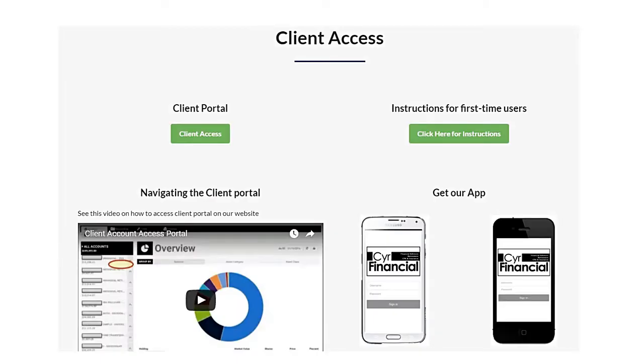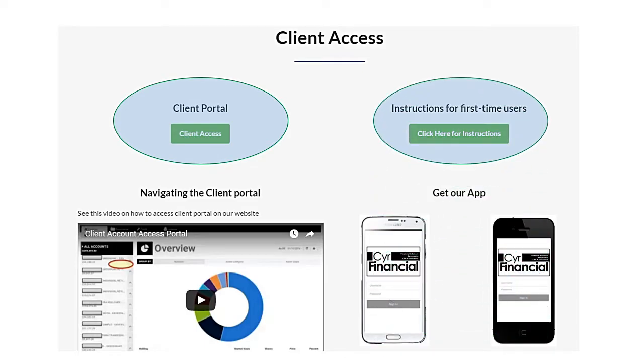In addition to the client portal, most of our customers also receive the client statement quarterly via US mail. When you log on to Cyr Financial and navigate to the Client Access section, you will see 4 unique areas which will help you understand how to get on the client portal and how to use it. The first button gets you access directly to the client portal if you're familiar with it. The next instructions are for first-time users on how to get on the client portal. You also have a video which tells you how to navigate the client portal, and you have the ability to get our app, which you can use to access the client portal from any mobile device.